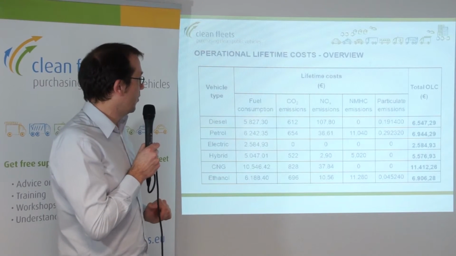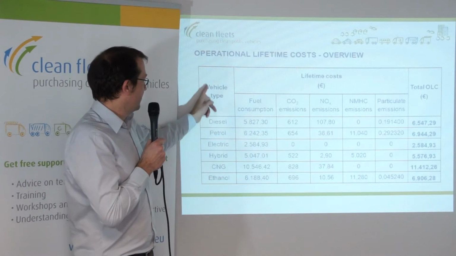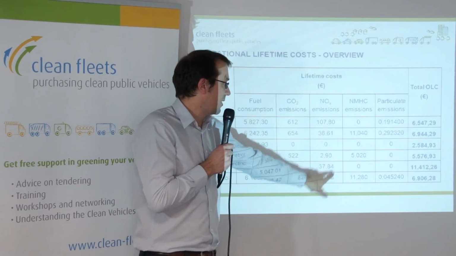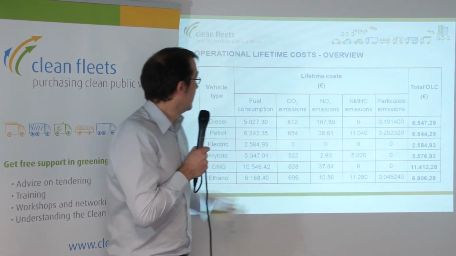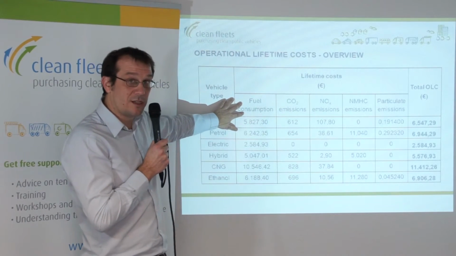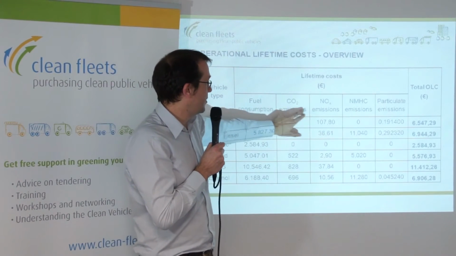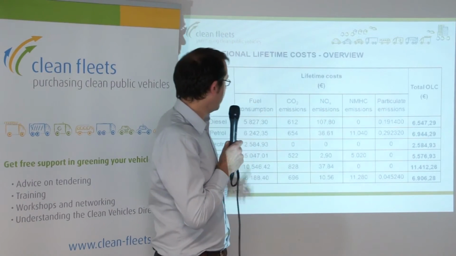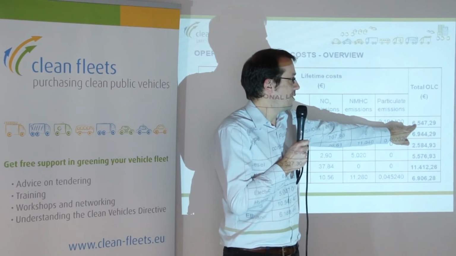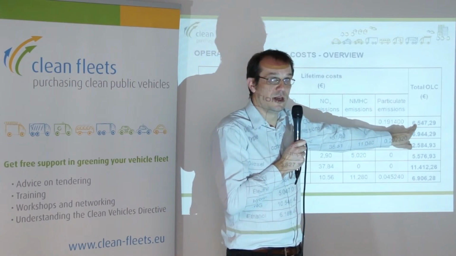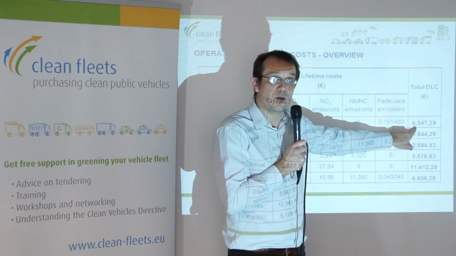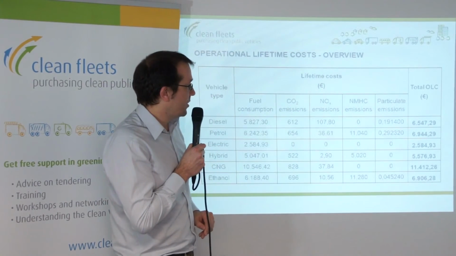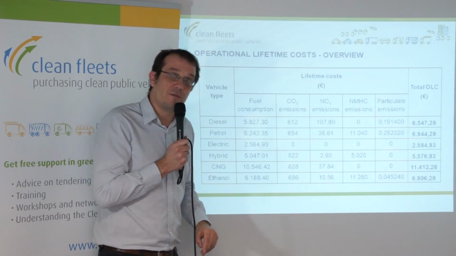And finally here we need to put it all together. So, vehicle type on the left, and here are the results of each of those 5 calculations that we have made. The monetized costs of fuel consumption, the monetized costs of the CO2, NOx, non-methane hydrocarbons and particulate emissions. Add it all up and you get your total operational lifetime cost. And this is a figure that you can use directly in your procurement decision making to compare the different costs of vehicles. And what of course is very interesting to see here is how the different types of vehicle fare.